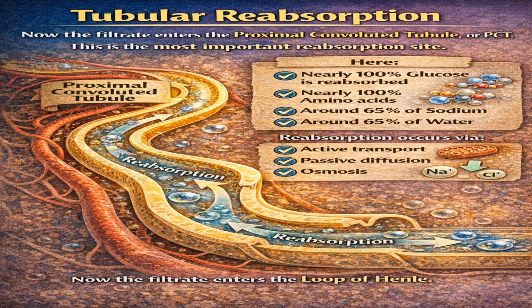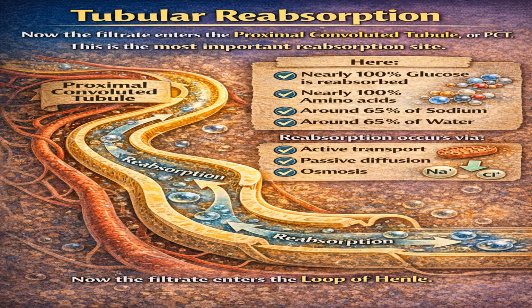Now second is tubular reabsorption. The filtrate enters the proximal convoluted tubule, or the PCT. This is the most important reabsorption site. Here, nearly 100% of glucose is reabsorbed, nearly 100% of amino acids are reabsorbed, and around 65% of sodium and 65% of water is also reabsorbed. The reabsorption occurs via active transport as well as passive diffusion and osmosis.